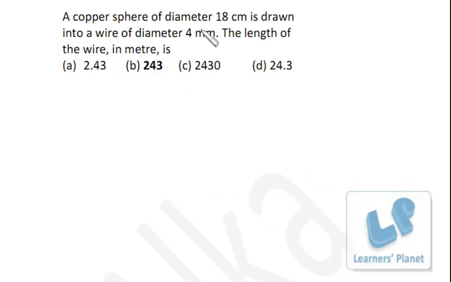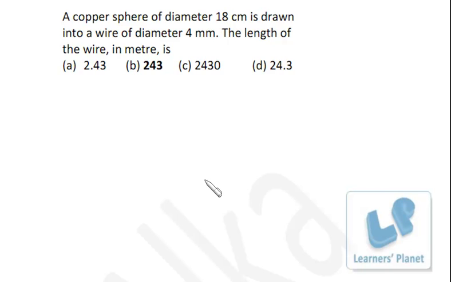A copper sphere of diameter 18 centimeter is drawn into a wire of diameter 4 mm. The length of the wire is, okay, see, on one side we have a copper sphere, and on the other side we have a wire. Now wire is nothing but a very thin cylinder, right, with a very small width. So here the width of the cylinder is nothing but 4 mm, right? Now once again a shape is converted to another shape, that means the volume will not be changed, right?